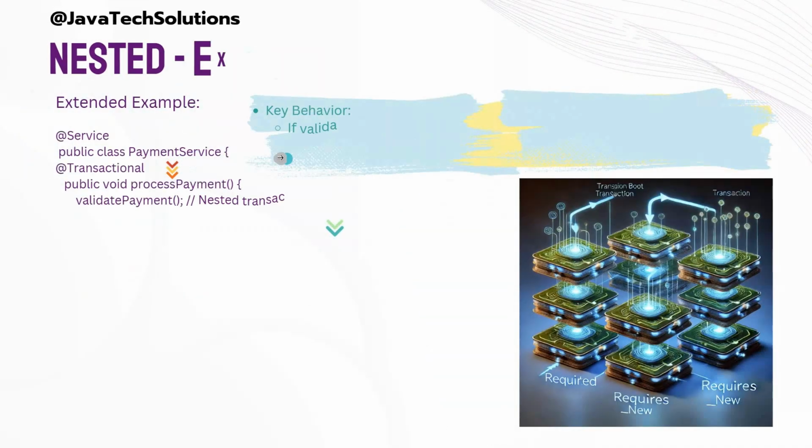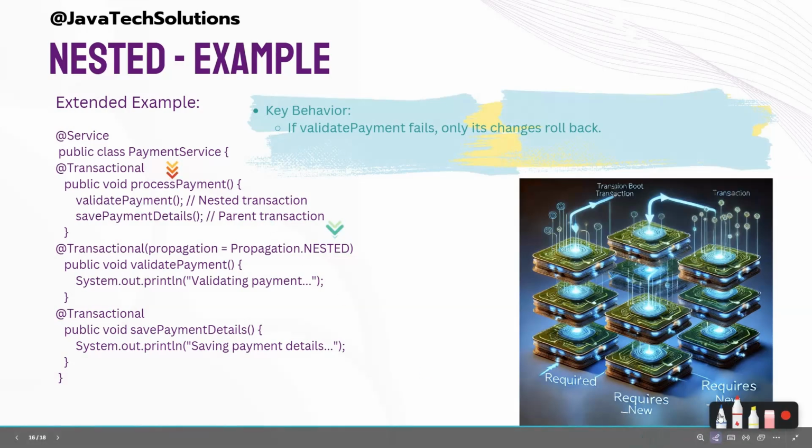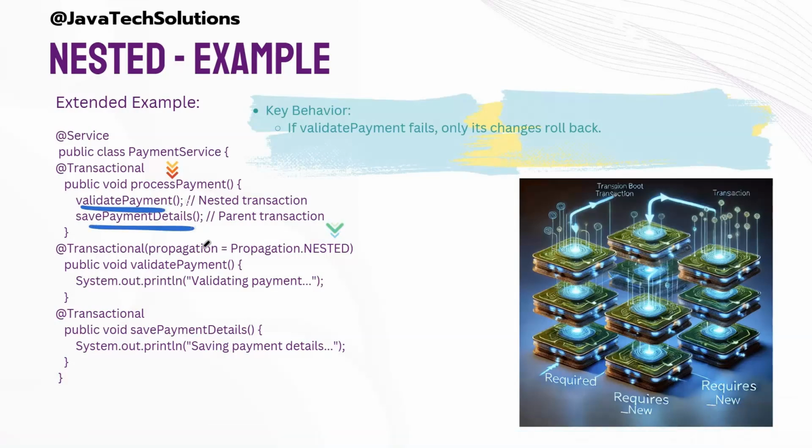Now if we talk about an example of it, here if you see this, there are two methods, validate payment and save payment details. So this validate payment supports this nested one. Okay, and process payment is the plain transaction, so that means it's actually having the required. So here if you see, when process payment starts a parent transaction, that means it's a required. The save payment details actually runs within this parent transaction. Okay, but validate payment is annotated with nested. It creates a nested transaction.